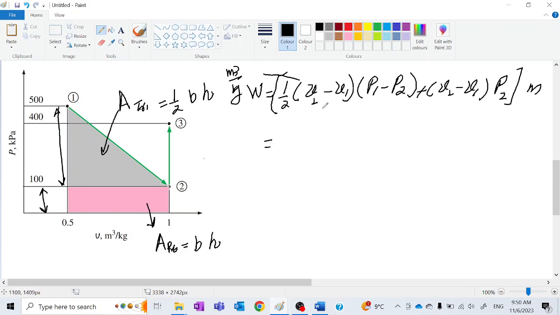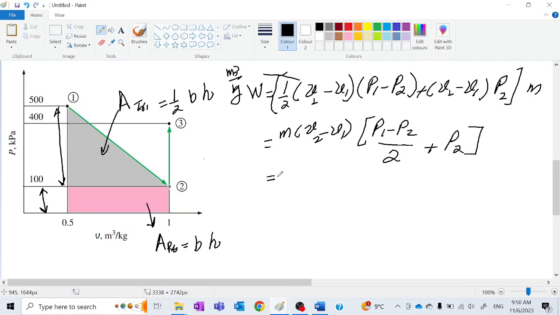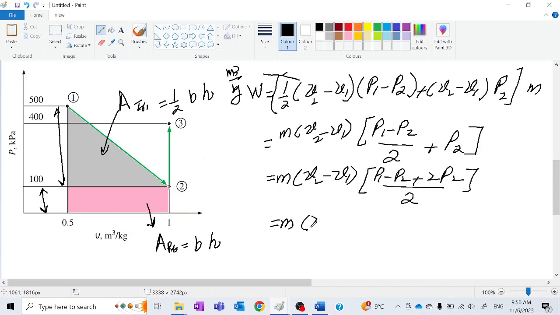Now we can further simplify it by taking the common terms out. Mass is a common term, and specific volume is a common term. So we will be left inside with P1 minus P2 divided by 2 for the first part, and P2 for the second part. We can further solve it. Mass, specific volume, and this one, P1 minus P2 plus 2P2 divided by 2. And finally, our final formula for this particular problem will be P1 plus P2 divided by 2. So this is the formula. The answer will be in kilojoule.